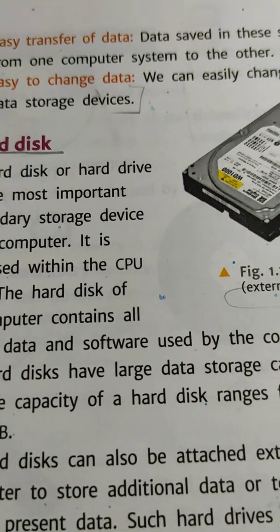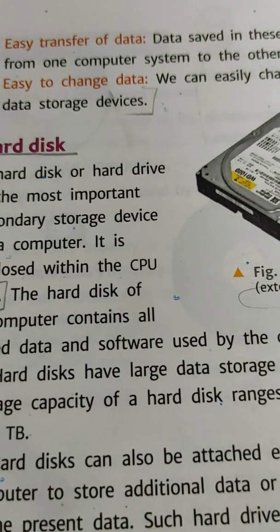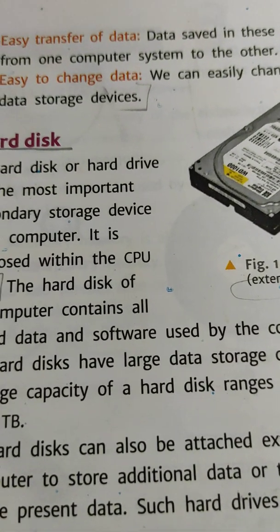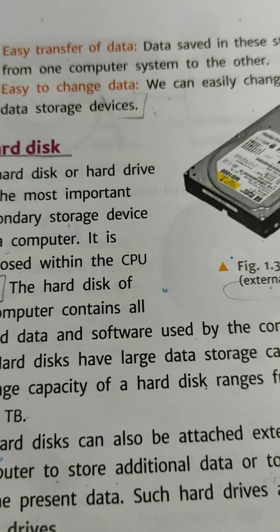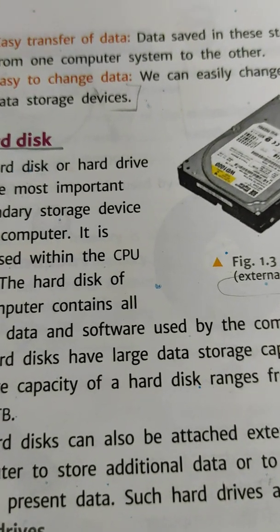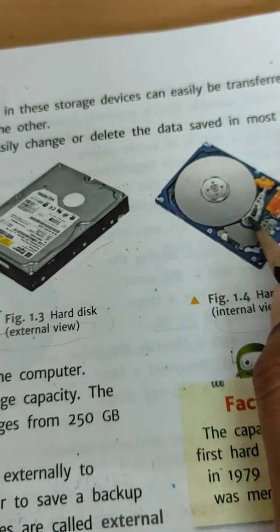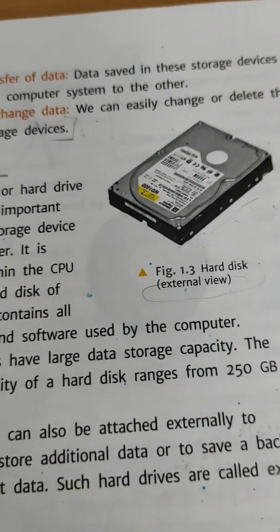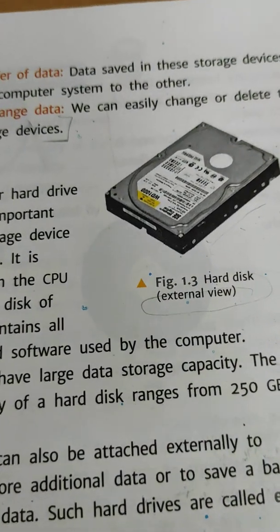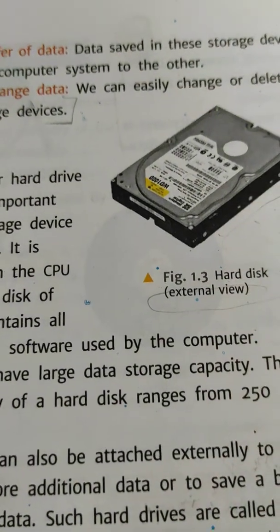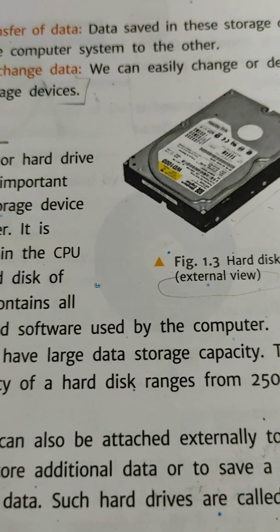Some hard disks can also be attached externally to the computer to store additional data. Such hard disks are called external hard disks. Is it clear? This is the internal hard disk, and if you want to save more data, we can also attach an external hard disk to the computer.